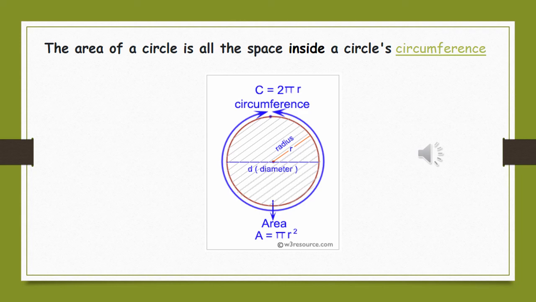Okay. Now, the circumference of a circle is given by 2 pi r, and you can see that the circumference is shown by a double-sided blue arrow that is moving around the circle. But the space inside the circle is shown by the shaded region, and there the area is shown as A is equal to pi r square.